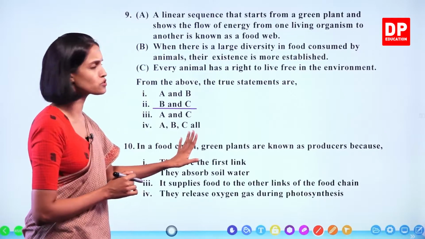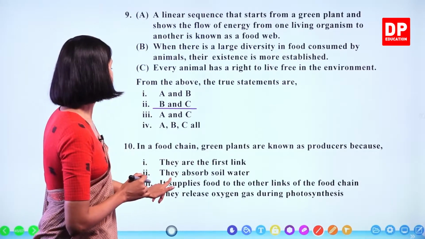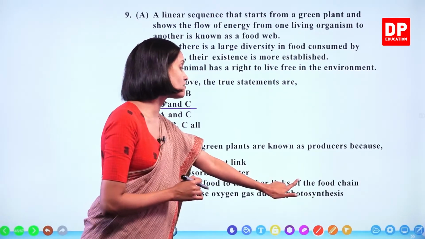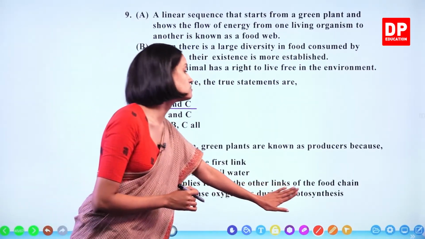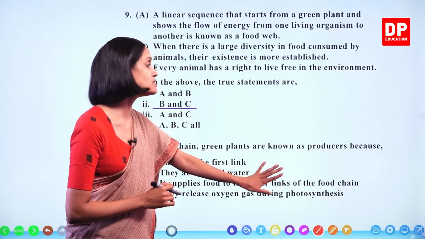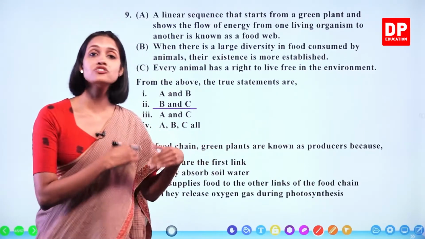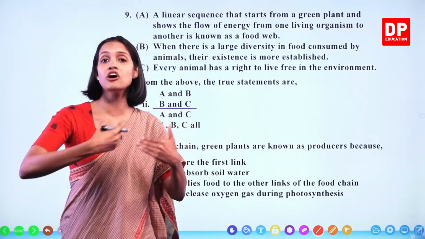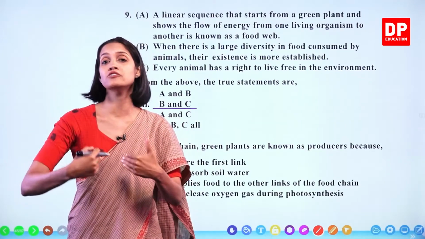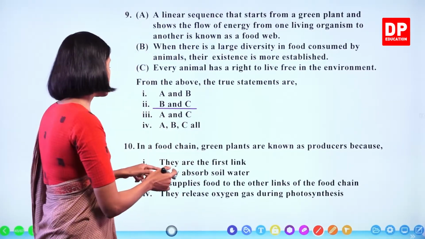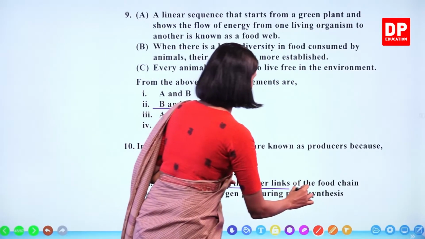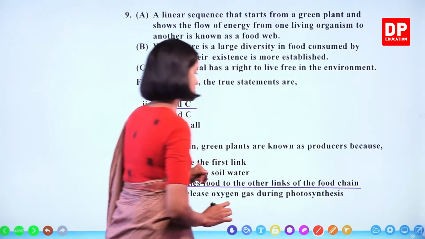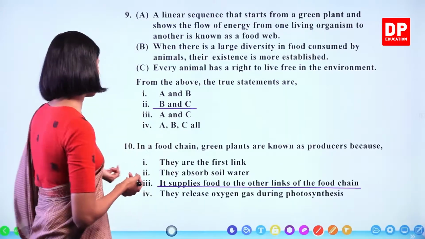They are the first link? No. They absorb soil, water? No. It supplies food to the other links of the food chain. That is the answer. They release oxygen gas during photosynthesis? No. They are considered as producers because all the other links depend on them, consuming the food produced by them. Right? So, it supplies food to the other links. We'll move on to the next.